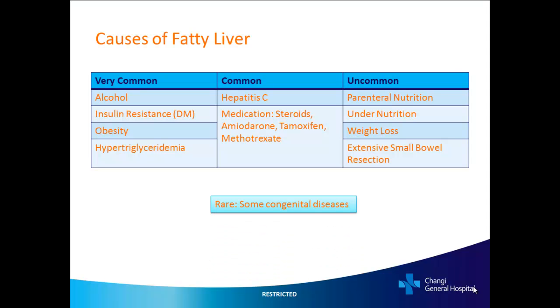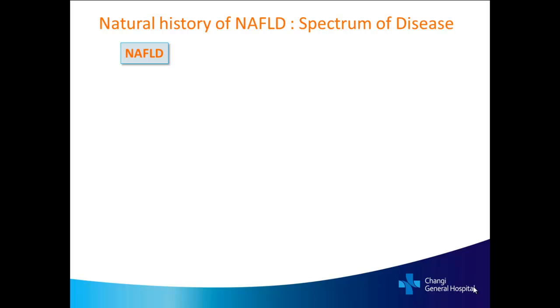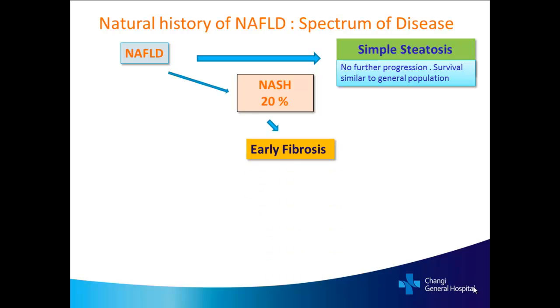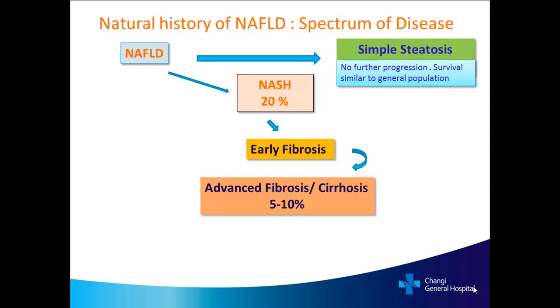This is important for us all to understand the natural history. Most of the time, patients have what I call simple steatosis, just increased fat on ultrasound, and there's actually no further progression most of the time, and survival is similar to the general population. About 20% may develop NASH. That's when there's inflammation. Of this, some may go on to fibrosis. It goes through a stage of early fibrosis, advanced fibrosis, or cirrhosis. That's about 5 to 10% of this cohort of patients.